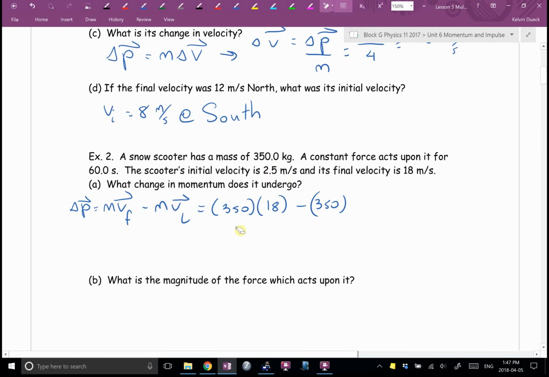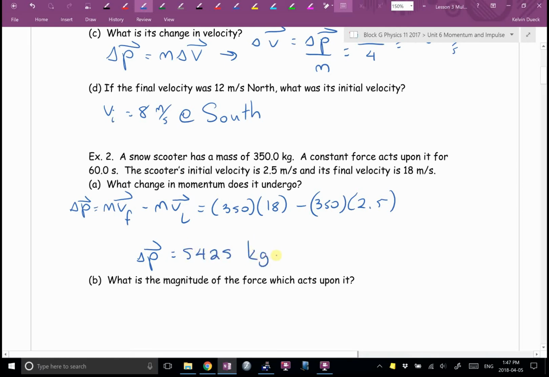350 for M. Oh, never mind. I thought you were. No. What's V initial? 2.5. Can I do that one in my head? Well, it's going to be the same as 350 times 15.5. Ew, yuck. No, I'm going to wimp out. Use your calculator for this one. Ibrahim, what do you get? 5425? Is that right, folks?